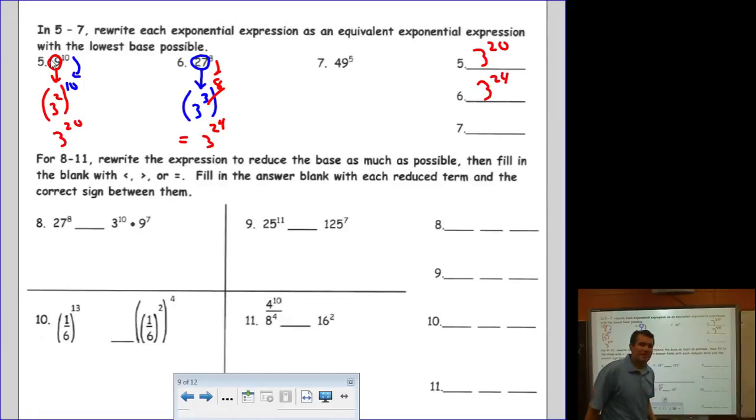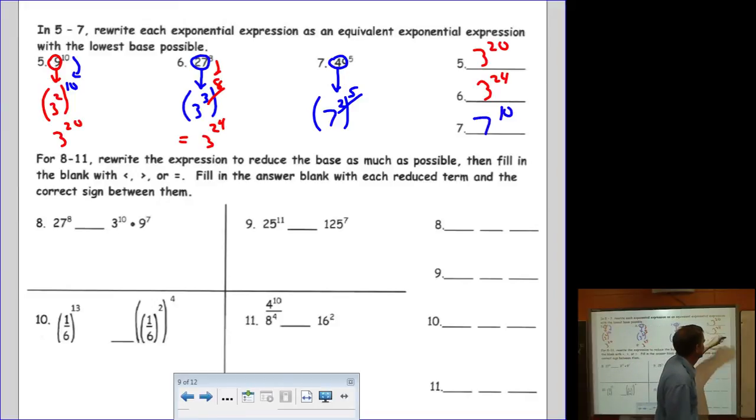And last up, I have 49, which is a perfect square. It is equal to 7 squared. So I rewrite the 49 as 7 squared, and I make that to the 5th power. And then I can rewrite that using the power to a power rule as 7 to the 10th power.